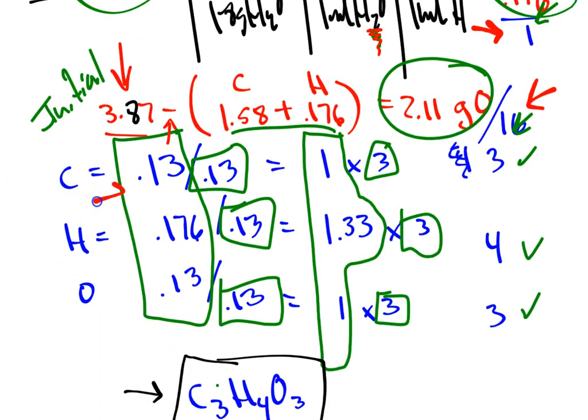And once I have them in moles, life's good because I'm used to this. Once they're in moles, I take all of them and I divide by the smallest of the three answers. The smallest was 0.13. And we're off by a tiny hundredths, but it doesn't matter for right now. We ended up with 1, 1.33, and 1. So then to make 1.33 a whole number, I had to multiply it by 3. And I have to do the same thing to every piece. So this ended up to be a 3, a 4, and a 3.